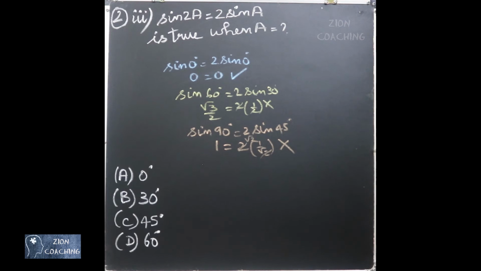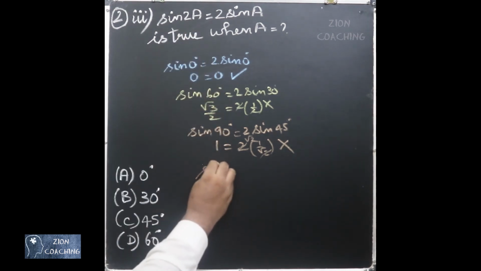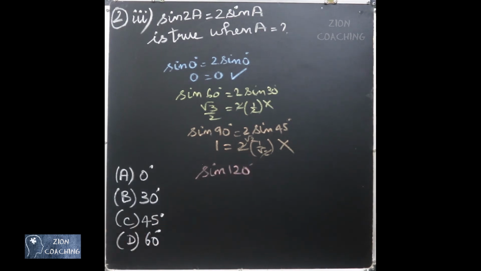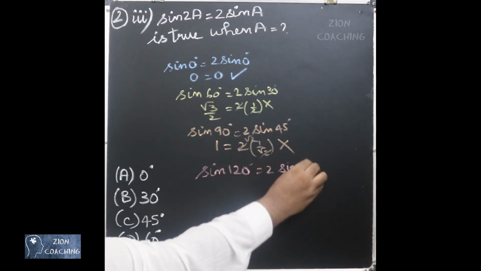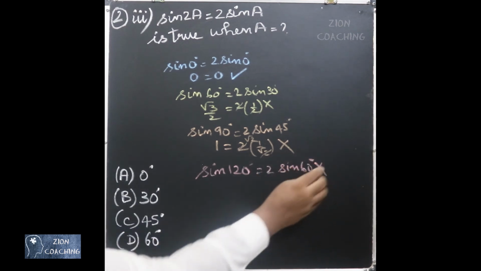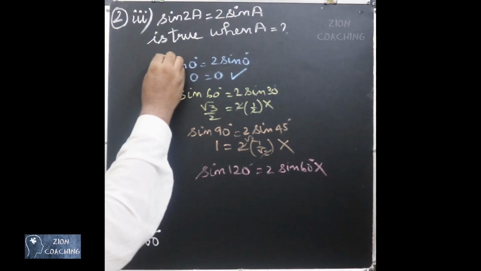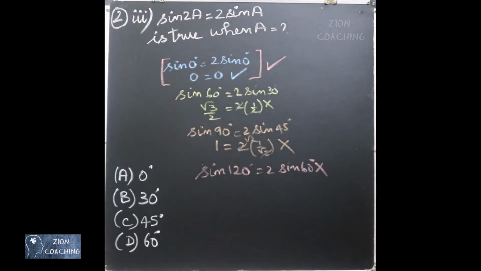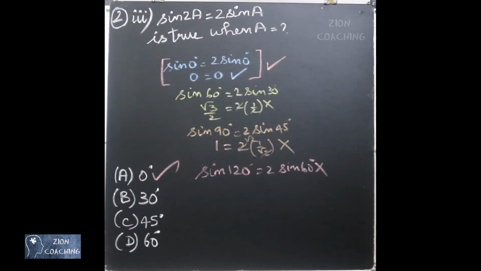Then when you substitute 60 degree, sin 2 into 60 degree is 120 degree, which you don't have in your syllabus at all, equal to 2 times sin 60 degree. This is also not correct. It is going to be false. So the first option is the correct option. When you substitute 0, you get this relationship to be correct. So angle A 0 degree is the correct answer.